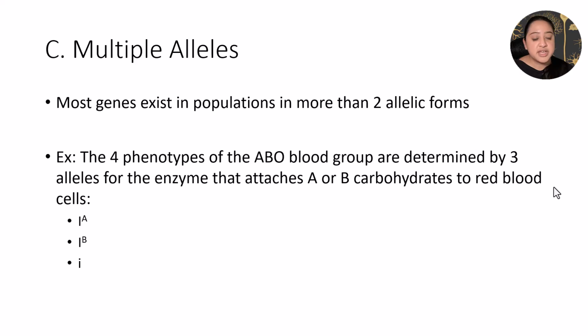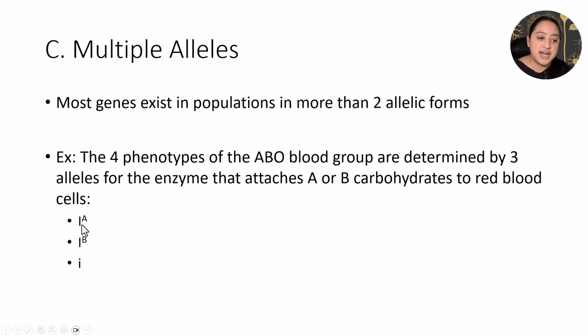And so kind of like our classic example is always the ABO blood group. So you know how you can be type A, type B, you could be type AB or type O blood, and that comes from multiple alleles. So there's actually 4 different phenotypes that are possible because of these different combinations. So the phenotypes of the ABO blood group are determined by 3 alleles for the enzyme that attaches A or B carbohydrates to red blood cells. So I'm going to show that example on the next slide. But these are the 3 different possible alleles.